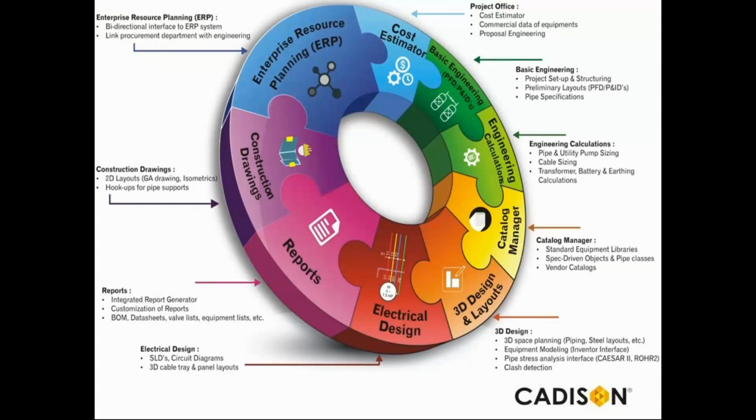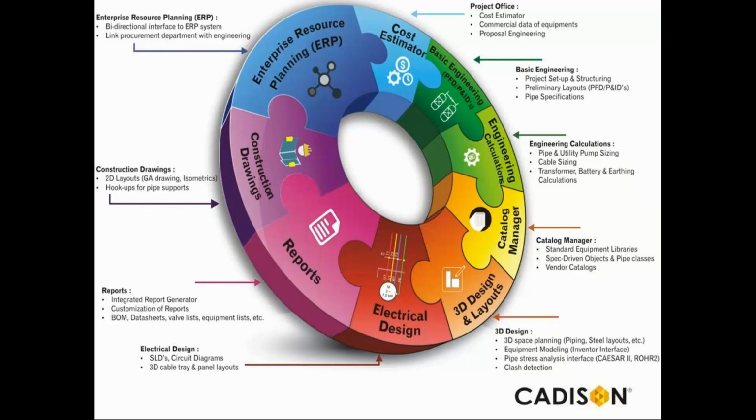Now, we come to the introduction of CADISON. In this wheel made out of jigsaw puzzle pieces, important CADISON offerings are listed. The quickest and the easiest to begin and implement is the basic engineering module that helps you create PNID and PFD with all associated deliverables.